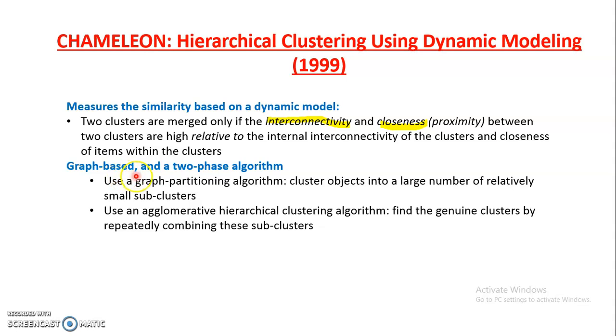This is a graph-based, two-phase algorithm. In the first phase, we apply a graph partitioning algorithm to partition the objects, and then in the second phase, we need an agglomerative hierarchical clustering algorithm. As we covered in our last lecture, agglomerative hierarchical clustering starts from the bottom level and approaches towards the high level. So this is a two-phase algorithm. The first phase is the graph partitioning algorithm. We are going to divide the objects into small clusters, and in the second phase we are going to combine those clusters again.